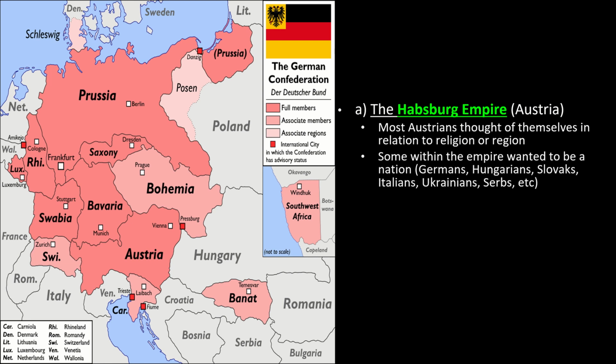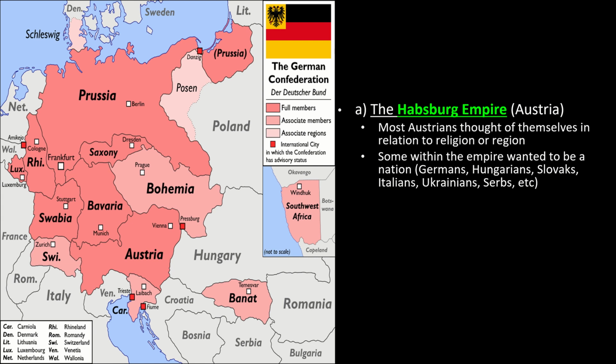But like I told you, there are some people within the empire that wanted to be their own nation. Not everybody that lives in the Habsburg Empire identifies as Austrian. For instance, if you're a Hungarian, that's a different language, a different culture, and different religiously.